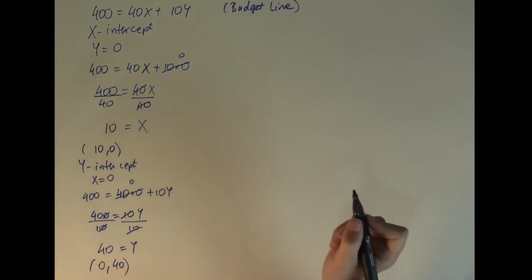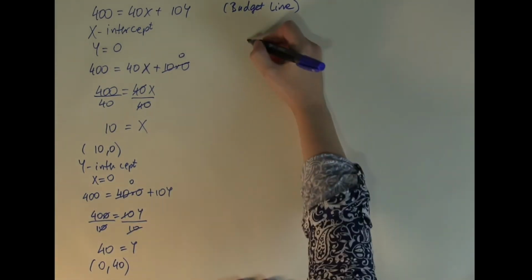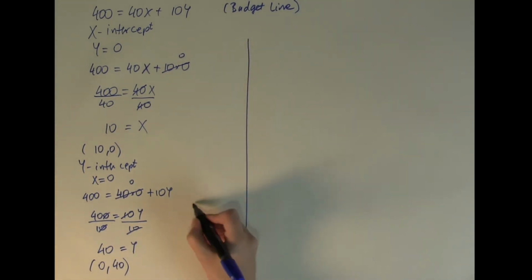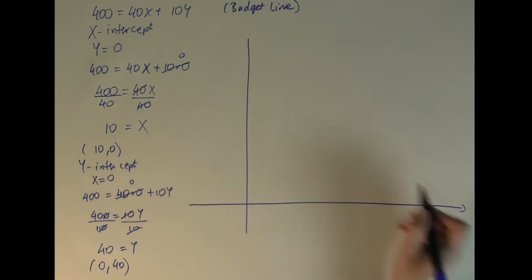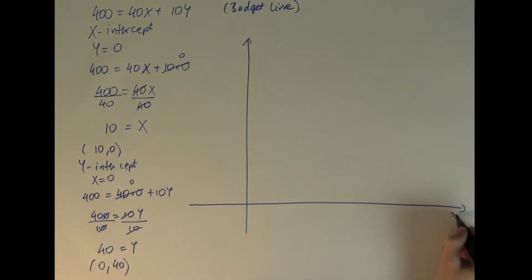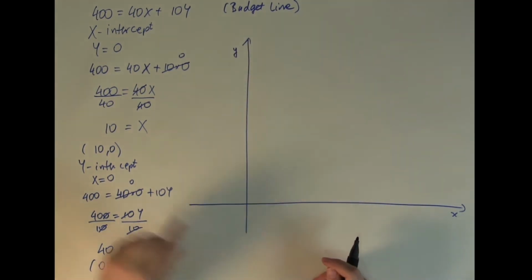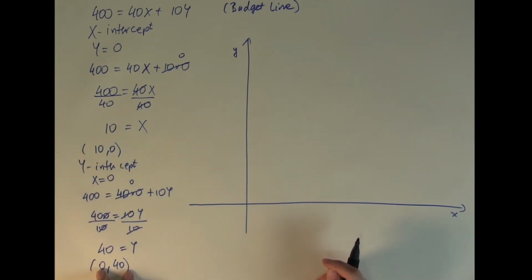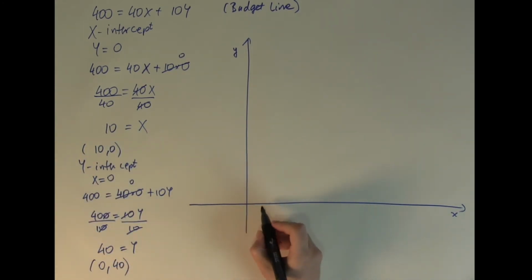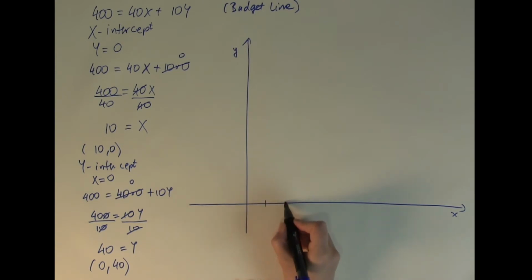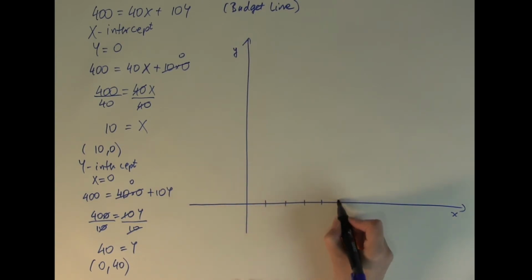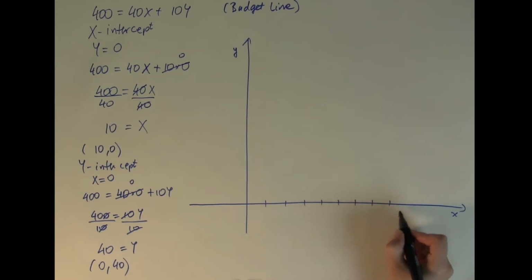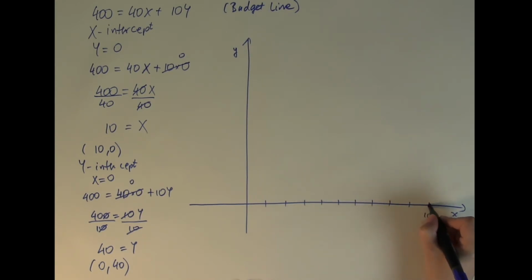So let's draw this line. So this is my x, this is my y. Now I want to plot (10, 0) and (0, 40). So I can go 1, 2, 3, 4, 5, 6, 7, 8, 9, 10. So that would be the (10, 0) point.